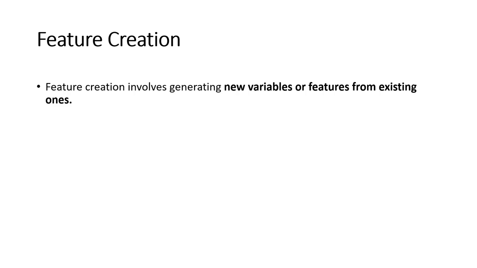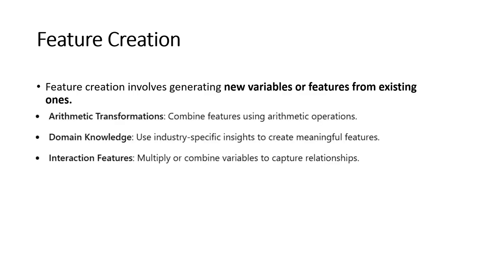Let's start. So what is feature creation? Feature creation involves generating new variables, as its name indicates, or features from existing ones. We have arithmetic transformation, for example, you can combine features using arithmetic operations. If you have domain knowledge of the data set, you can add a new column, for example, use industry specific insight to create meaningful features, and interaction features multiply or combine variables to capture relationships. So let's implement feature creation in Python.